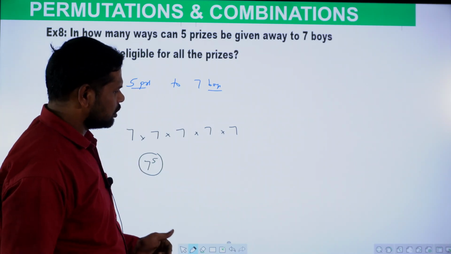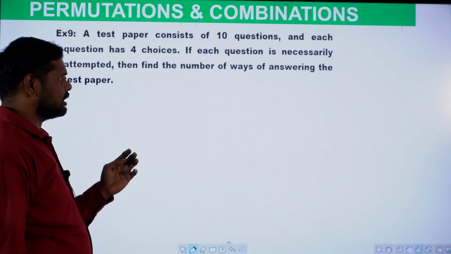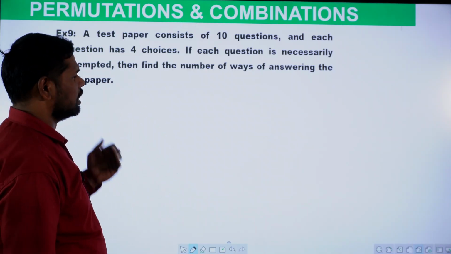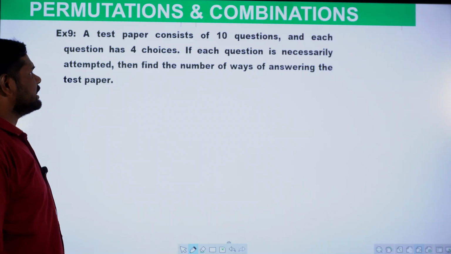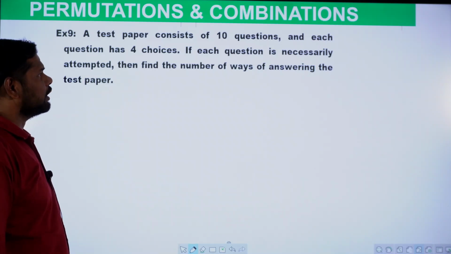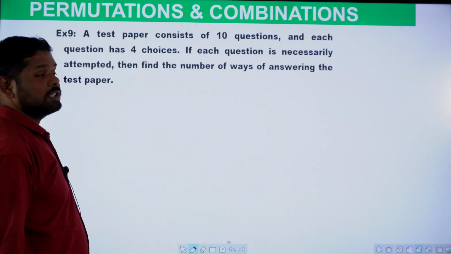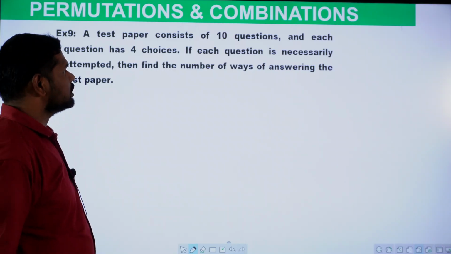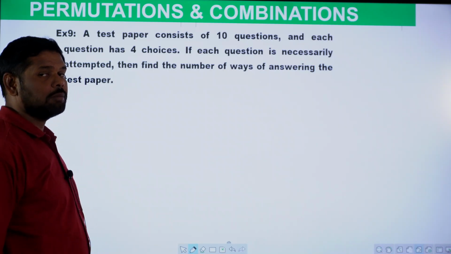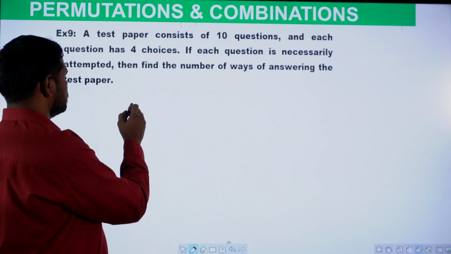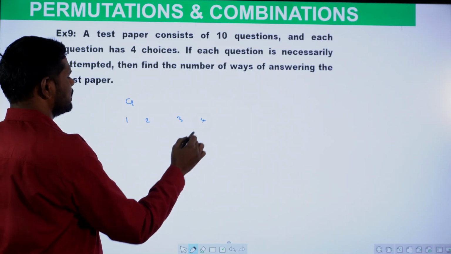That is the case. So sometimes maybe answers are in powers only in permutations and sometimes it's necessary to solve that exact value. Now, a test paper consists of 10 questions and each question has 4 choices. If each question is necessarily attempted, again observe here, suppose the question is there, 1, 2, 3, 4 options are there.